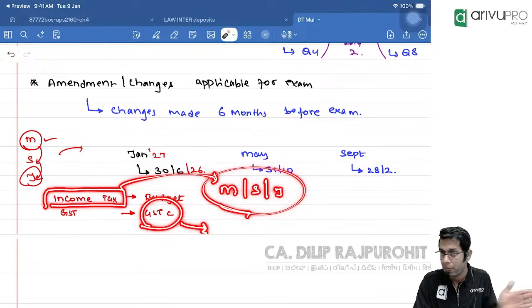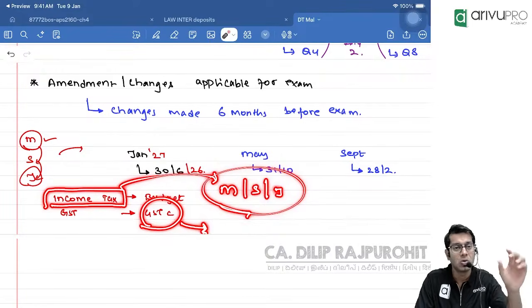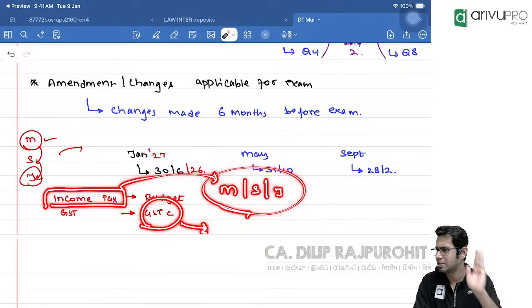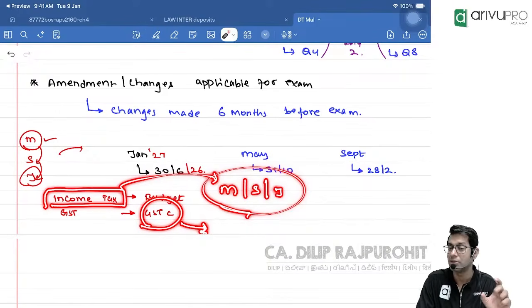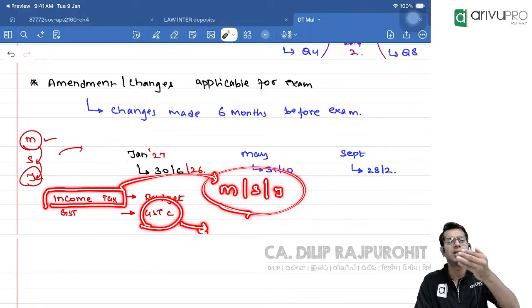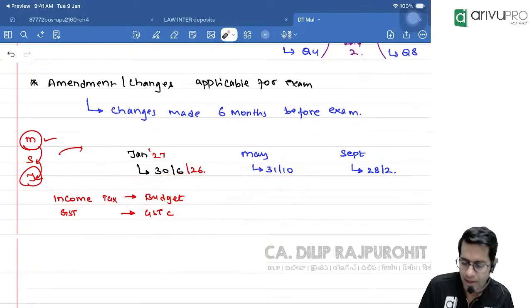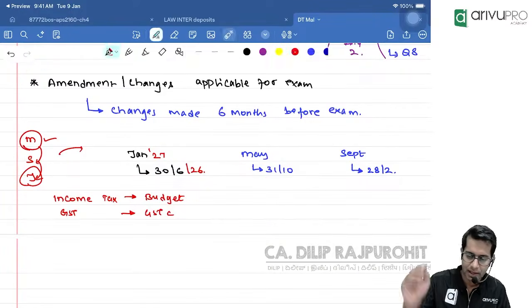The entire book will not be changed. Only 1 or 2 points will be added. When we study GST, I'll show you that, see, this was something which they added, or they will give some clarification, etc. So this is one point.